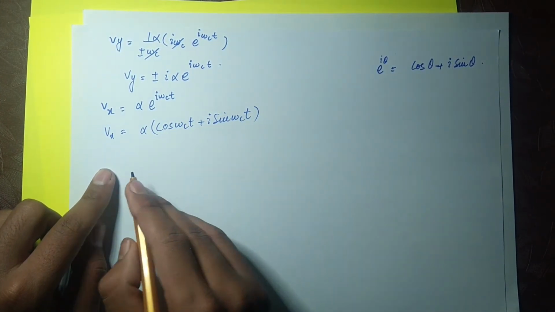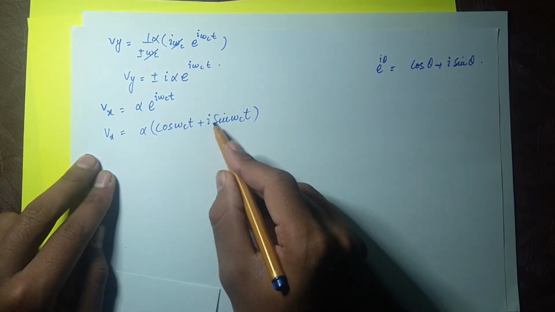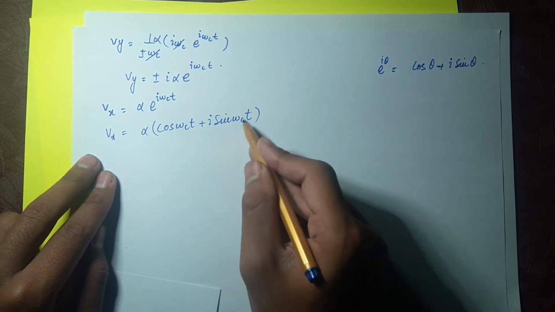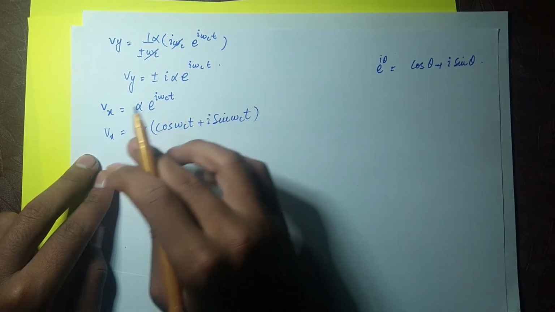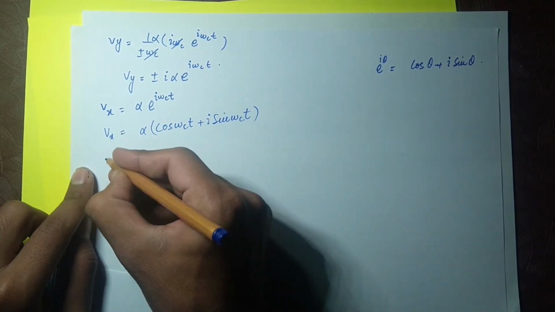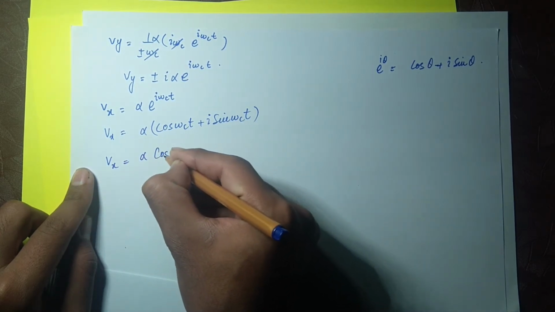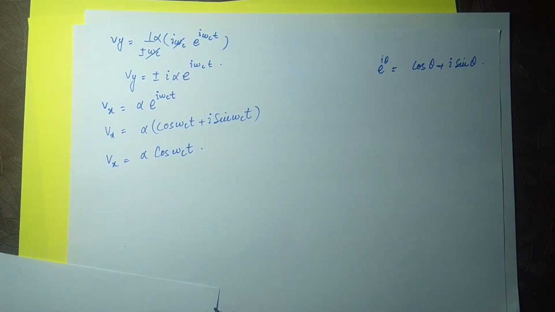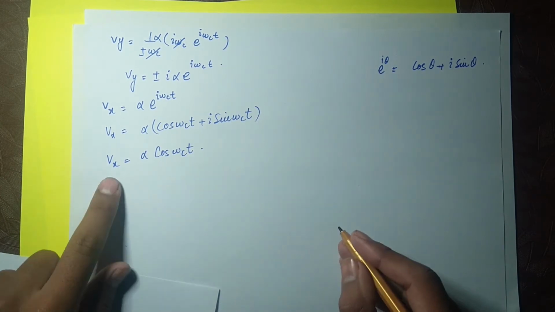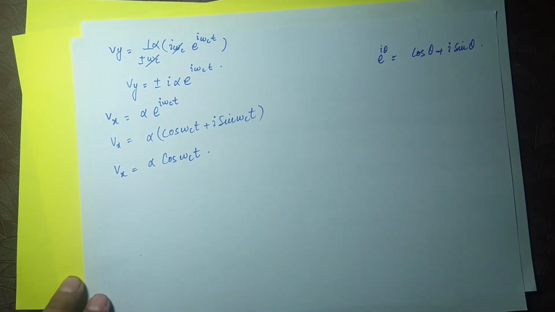So if you multiply here, you can see that this term with iota is an imaginary term, so we will neglect this imaginary term. So for v of x, the real v of x will be equal to alpha cos of omega c t.